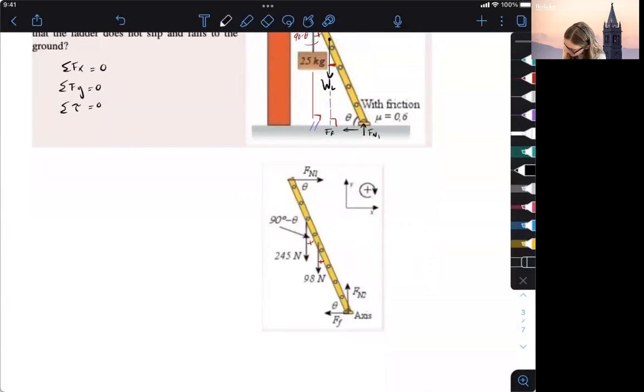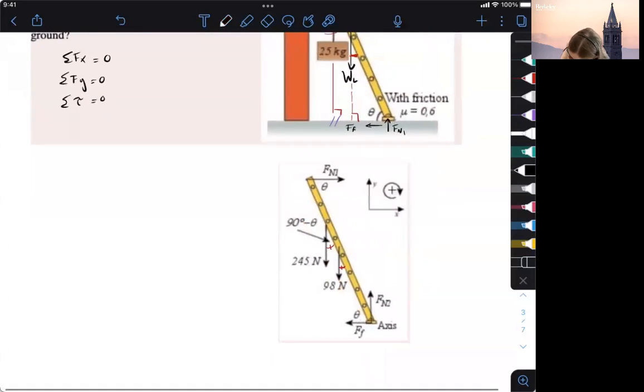Okay, so let's start with the easy one, the one we have the least of: sum of forces in the x direction. If we look at our free body diagram, we have this normal force here, and we have this frictional force. So we have Fn1 in the positive direction, and then we are subtracting this Ff, because if we decide that this is our positive x and this is our positive y, those are the signs we're working with. We're going to set that equal to 0. Okay, so far so good.